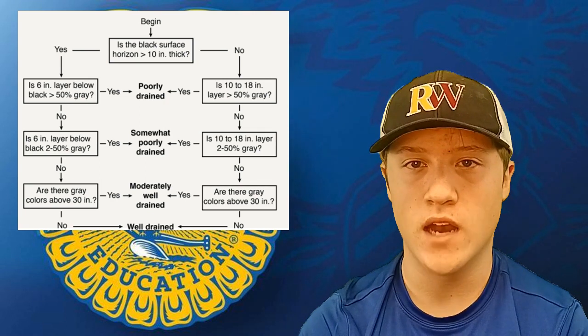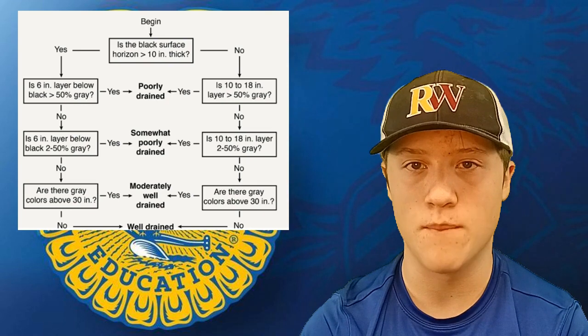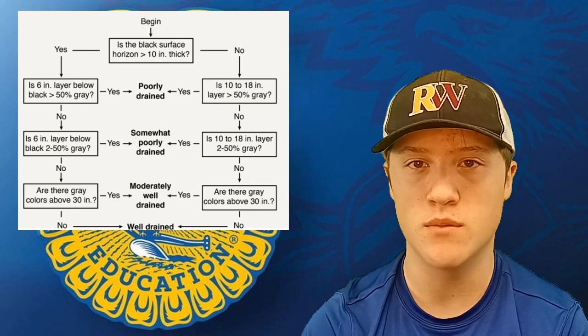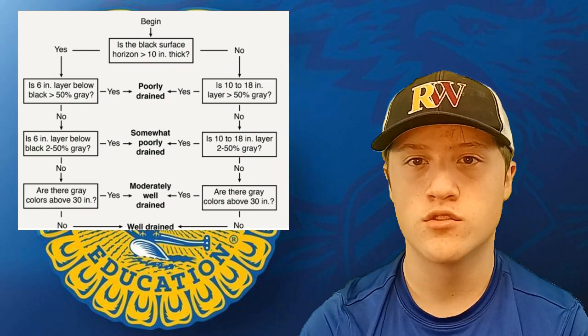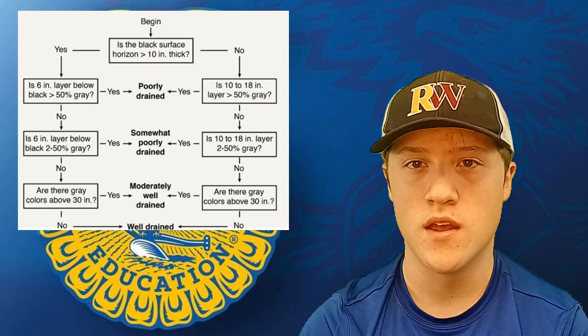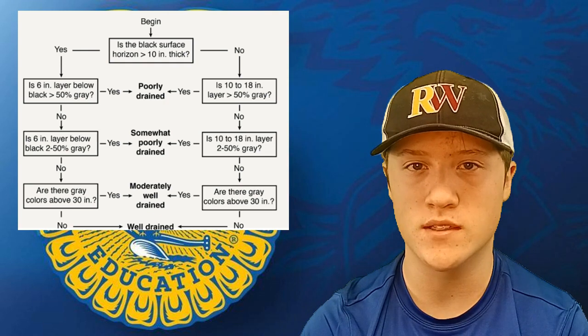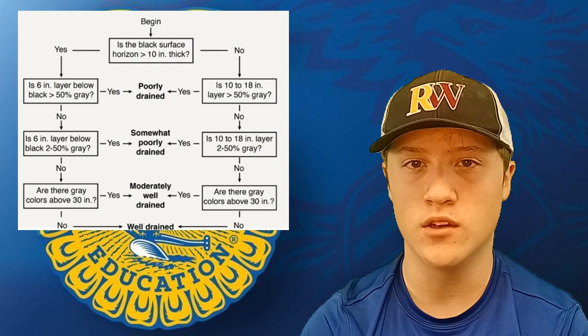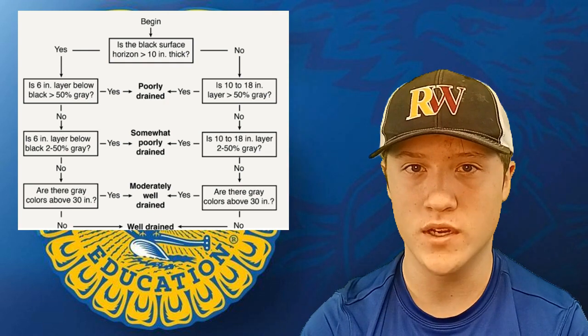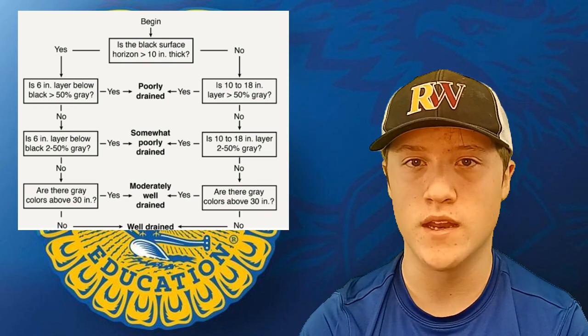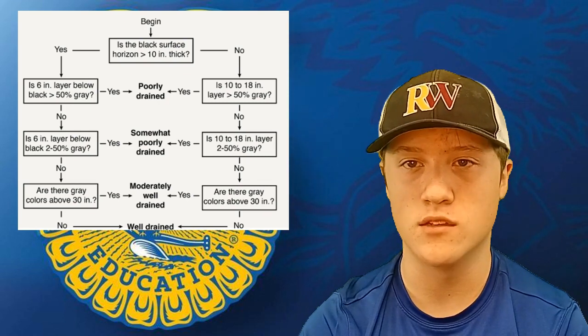If it isn't, then I will look to see if it's 2 to 50%. 2 to 50% gray is pretty much if you see any gray at all. So, if you have 2 to 50%, then you will have a somewhat poorly drained soil. But if you do not see any gray in the 6 inches, then you will try and find gray at or above 30 inches. If you find some, then it is moderately well drained. If not, then it is well drained.